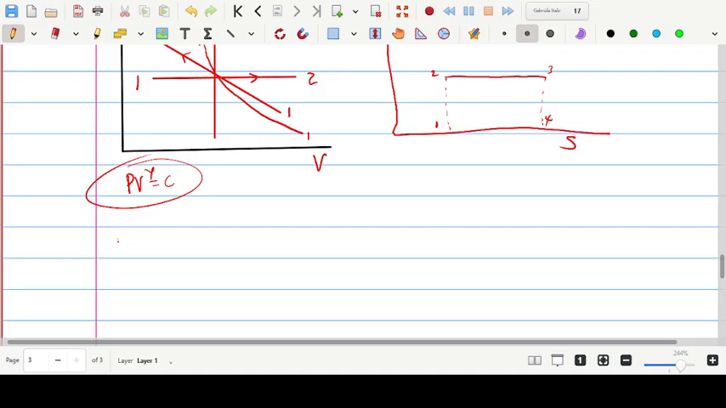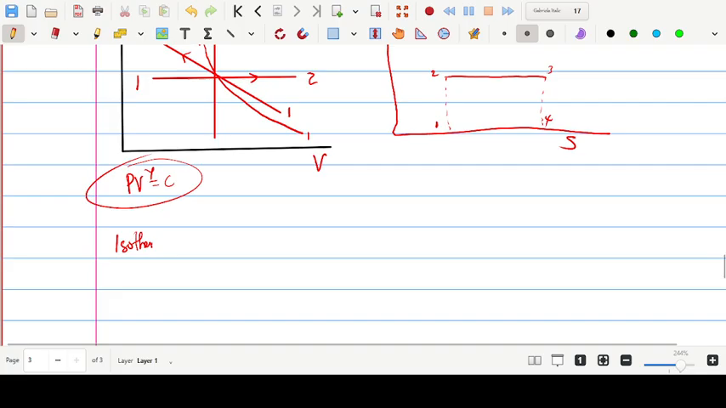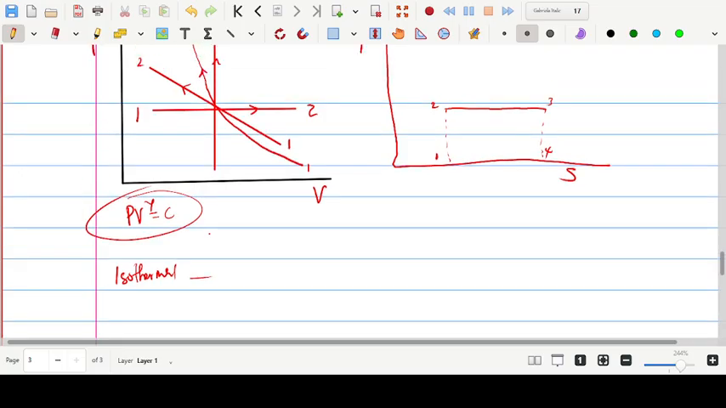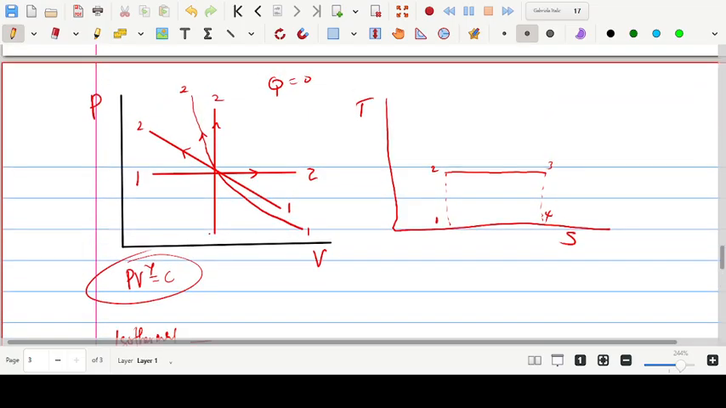Okay, we have isothermal. When we say a process is isothermal, is that taken? It simply means that the temperature of the system is constant. Isothermal. The temperature is constant. You can see now, look at this diagram.